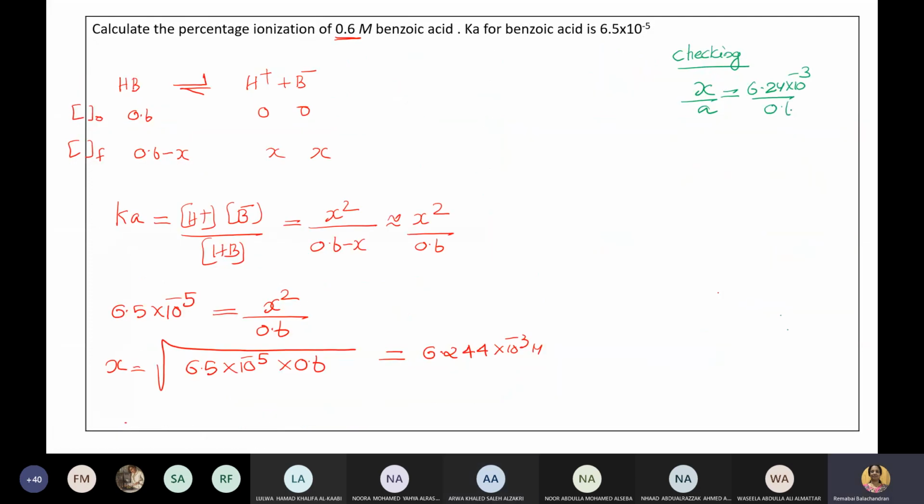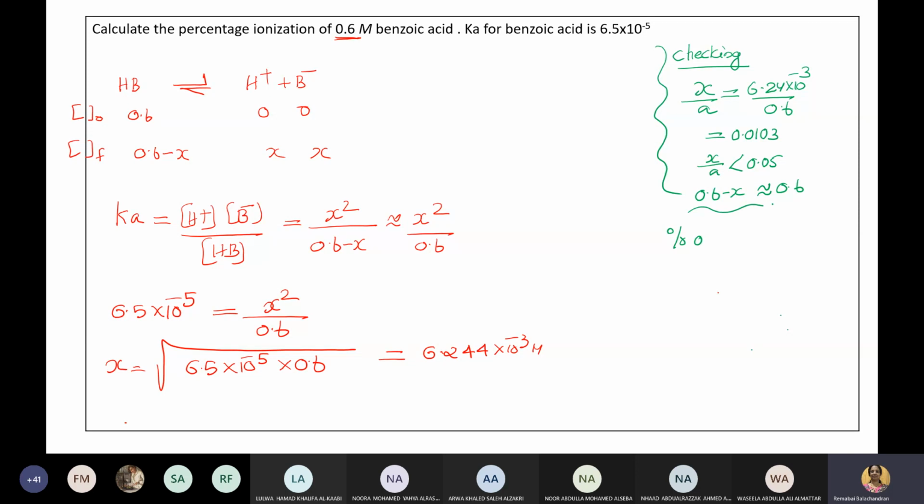What is this value? Can you tell me the value of this one? 0.0104. So x over A is less than 0.05, so the approximation is valid, right? That is 0.6 minus 6.24 times 10 to the power minus 3 is approximately equal to 0.6. So this is correct.